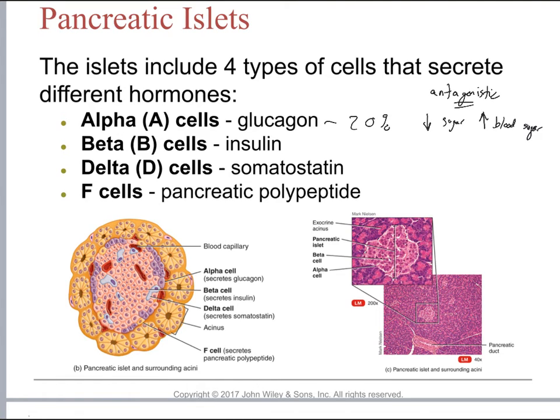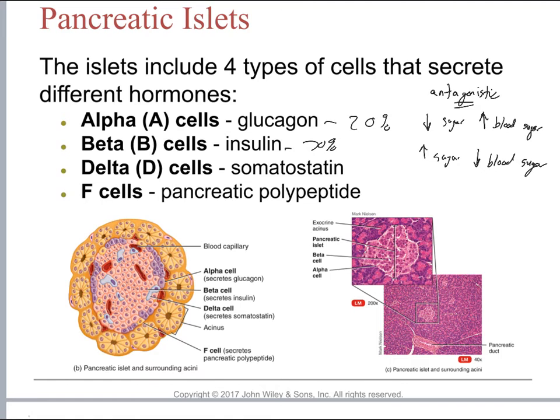okay? Now, that brings us to beta cells. Beta cells make up about 70% of the cells within the islet. Their job is to produce insulin. Now, what does insulin do? Insulin monitors the upper limits of sugar in the body by reducing blood sugar. So there are our antagonistic hormones.